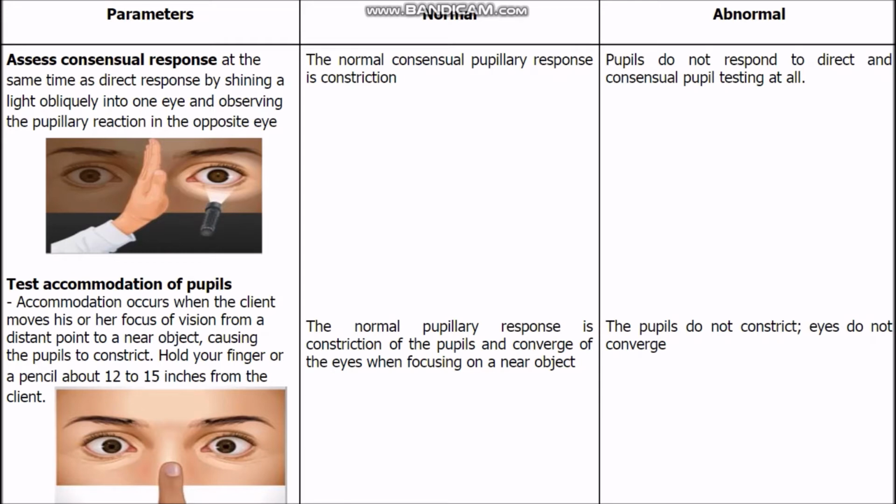So test for the accommodation of the pupils. So accommodation occurs when the client moves his or her focus from a distant point to a near object, causing the pupils to constrict. Hold your finger or pencil about 12 to 15 inches from the client. So the normal finding, the normal pupillary response is constriction of the pupils and convergence of the eyes when focusing on a near object. The abnormal finding is the pupils do not constrict, eyes do not converge.